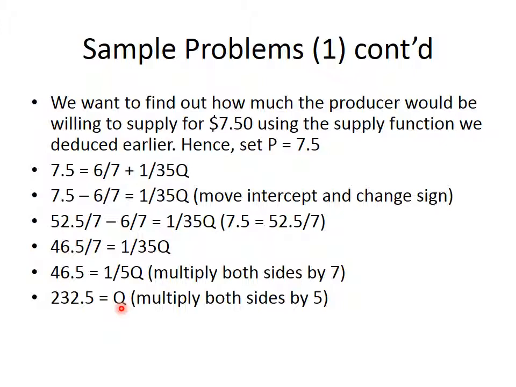Which means, okay, now we went through all this math right here. And what happens to students? I've seen it happen a lot. It happens to master's level students. They lose sight of what it is they're looking at. They get so thrilled with the fact that they've found the answer that they lose sight of what that answer means. What does that mean? That means that for $7.50, our supplier is willing to supply 232.5 units. All right? Simple enough.